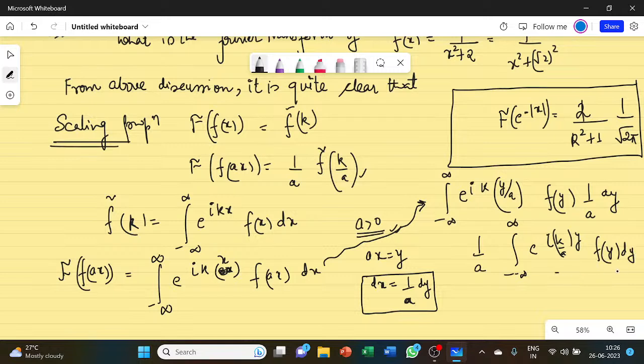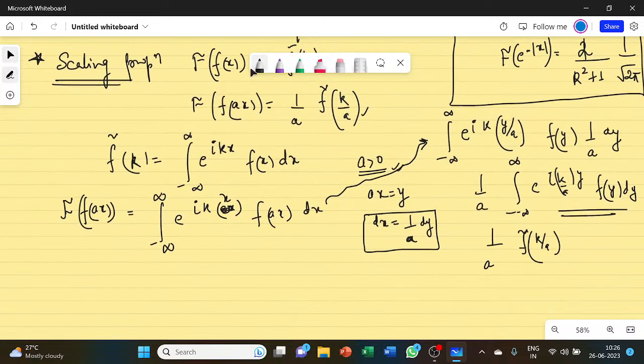You see, this particular integration is what? When I had done it over e to the power iota k y, then it was f tilde k. Now it is f tilde of k by a, so I'll write 1 upon a, and this is f tilde k. So this is the scaling property. This is one thing that I forgot to tell you. This is referred to as the scaling property.